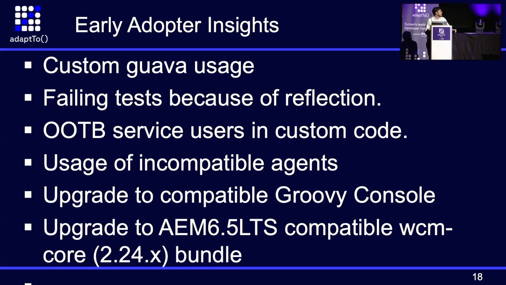For just one customer, we found that they were using out-of-the-box service users in their custom code. This is not recommended by Adobe. Whenever you have a custom implementation, you should always have your own service user, so that in cases we are not supporting, your services remain intact. Some customers also use agents like telemetry, and some of these agents may not be compatible with Java 17 or 21, so make sure you change your agents to the latest version which supports Java 17 and 21.